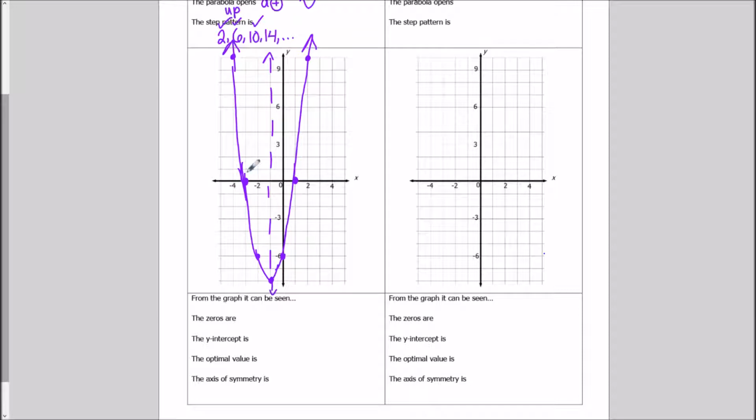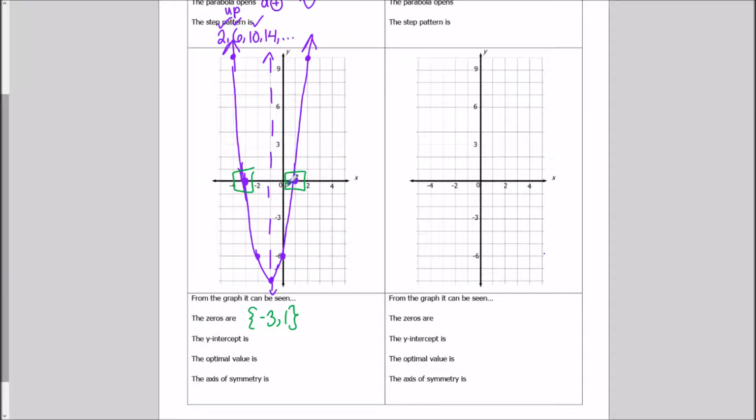So if I take a look at this right here, I can see that my graph crosses the x-axis at those 2 points. So my zeros, since they're 2 separate points, I need to use my set bracket notation, squiggly brackets. So my answers are -3 and +1, because that's where my zeros are.